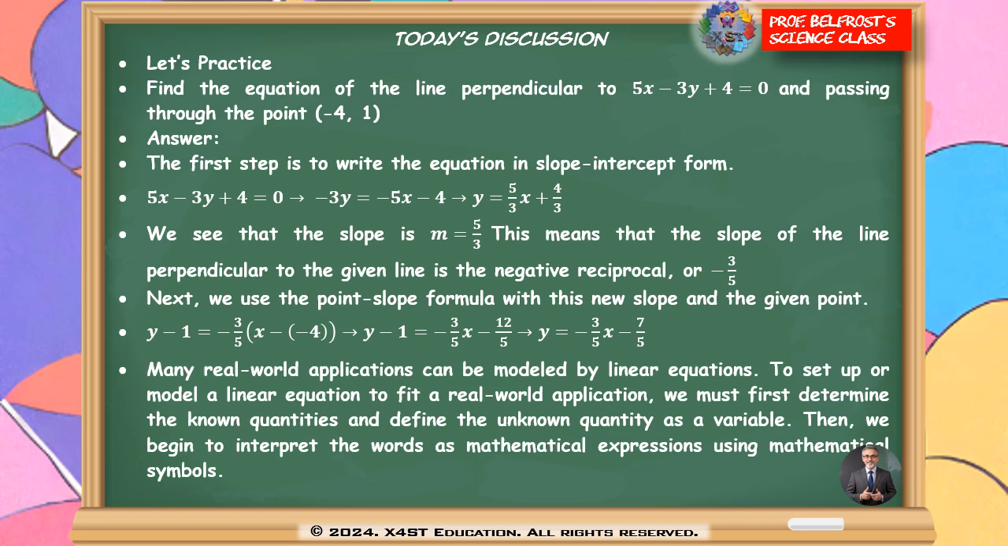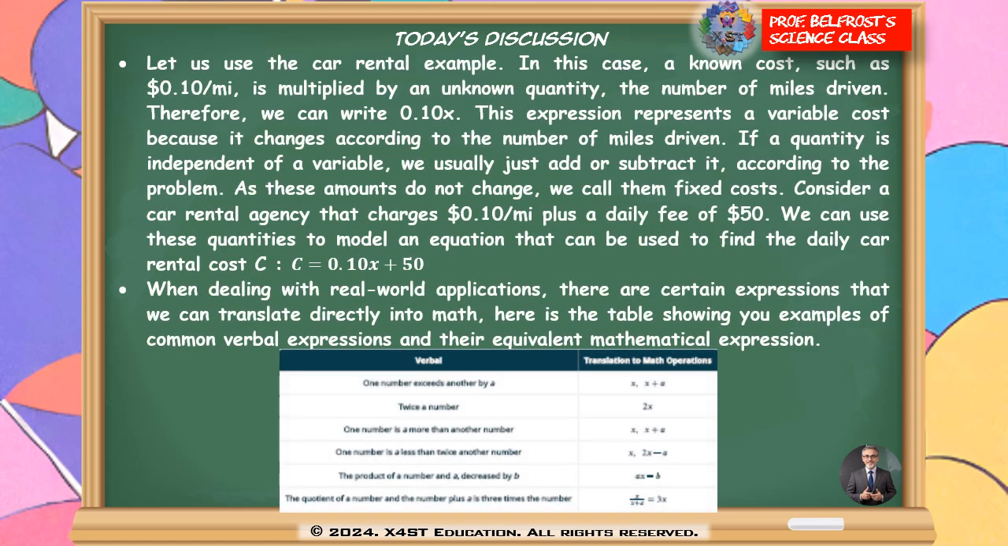Let us use this example to explain to you. We have a known cost, for example $0.10 per mile, and it's multiplied by an unknown quantity, the number of miles driven. So you can write it as 0.10x dollars. This expression represents a variable cost because it changes according to the number of miles driven.